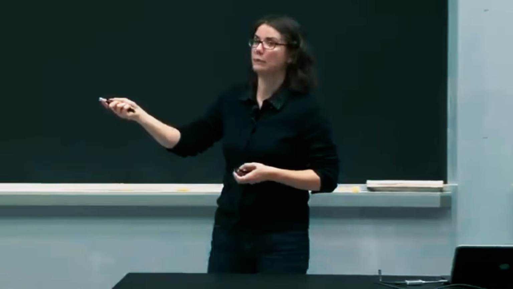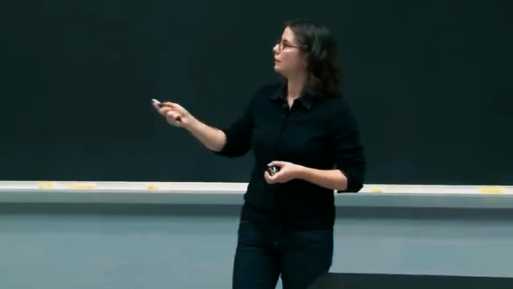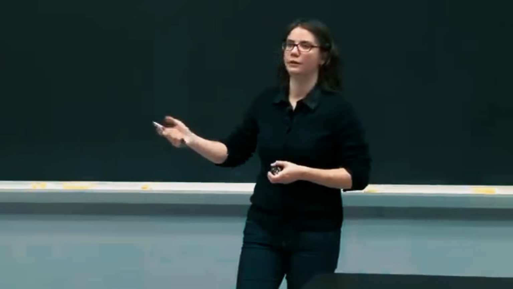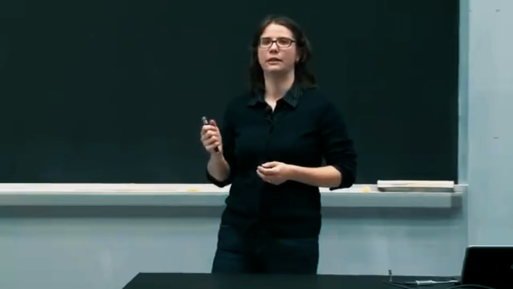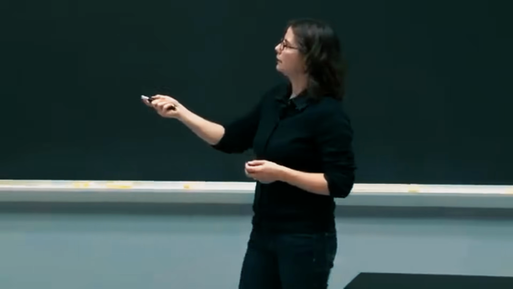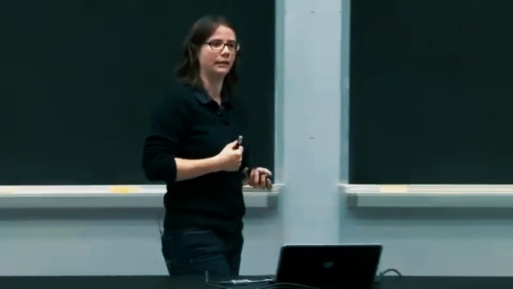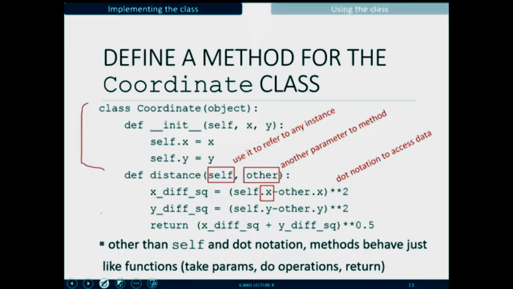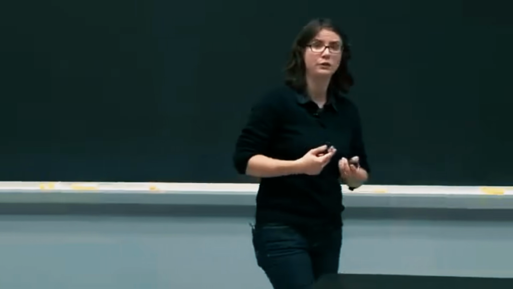So notice this method is pretty much like a function, right? You have def, some name, it takes in parameters, it does some stuff, and then it returns a value. The only difference is the fact that you have a self here as the first thing, and the fact that you always have to be conscious about whose data attributes you're accessing. So you have to use the dot notation in order to decide whose data attributes you want to access. So we've defined the method here, distance. Okay? So this is in the class definition.